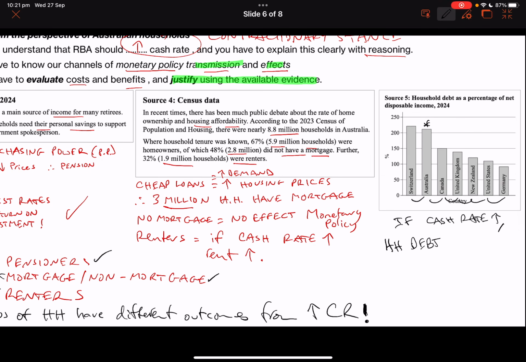What happens to household debt? What happens, do you think? What happens to interest repayments? Interest repayments rise. You've still got to pay back the original cost of the house. You've still got to pay back your principal, like what you bought the house for on the mortgage. So if you bought the house for $1 million, you still owe $1 million. Interest repayments rise.